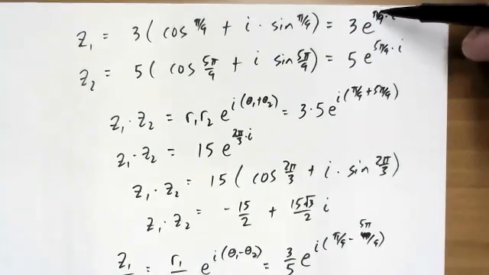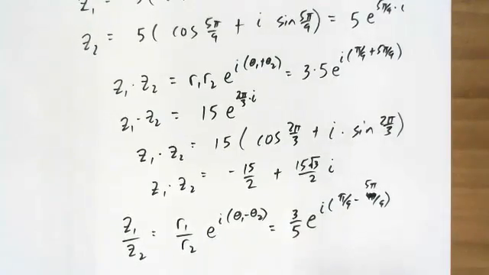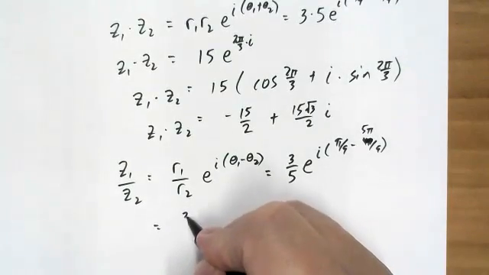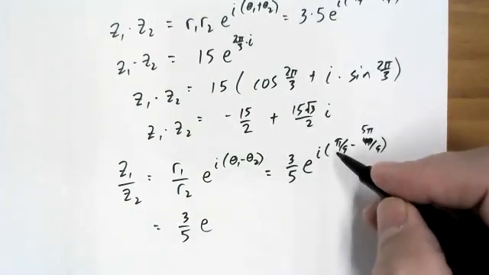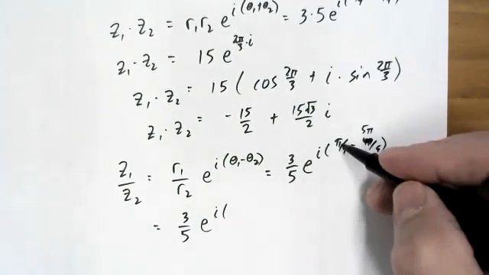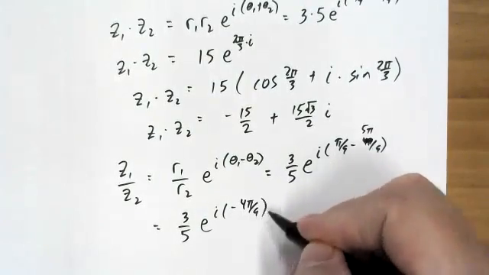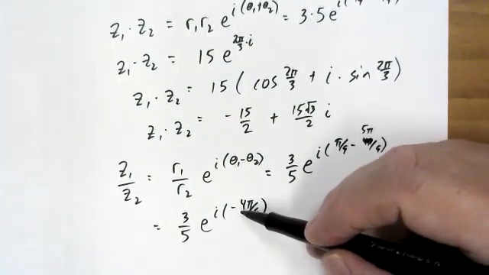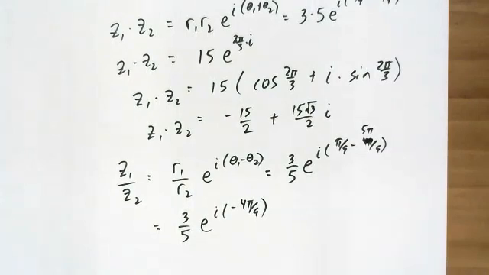So theta 1 is pi over 9, theta 2 is 5 pi over 9. So theta 1 minus theta 2. When we simplify this a little bit, we have 3 over 5 e to the i, and then it's pi over 9 minus 5 pi over 9, which is negative 4 pi over 9. Now, one of the rules of the exponential form is they don't want you to have a negative angle up here. So we don't want to leave this as negative 4 pi over 9.